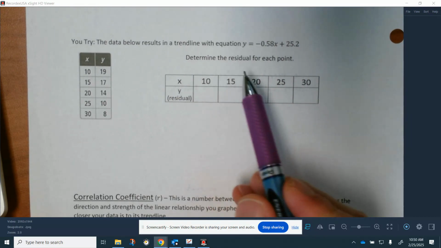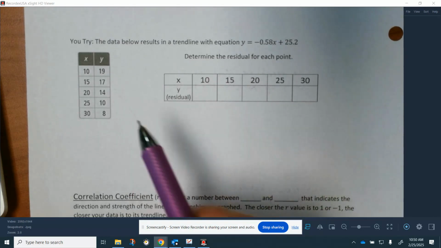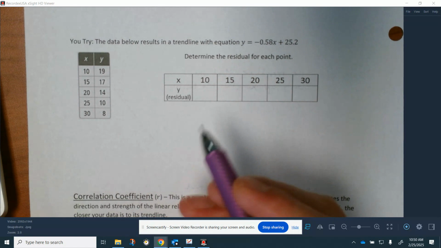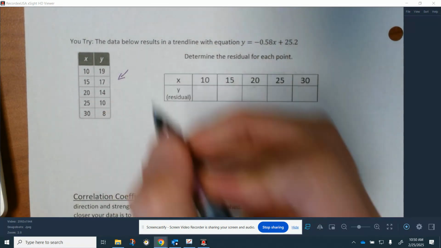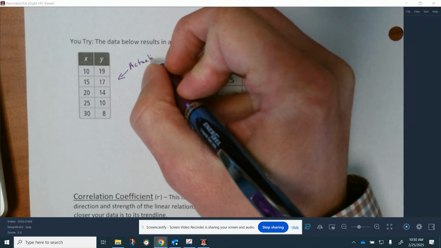Your job is to find all five of these residuals. Remember, a residual is the actual minus the predicted. These were our experimental values. So these are our actual values.